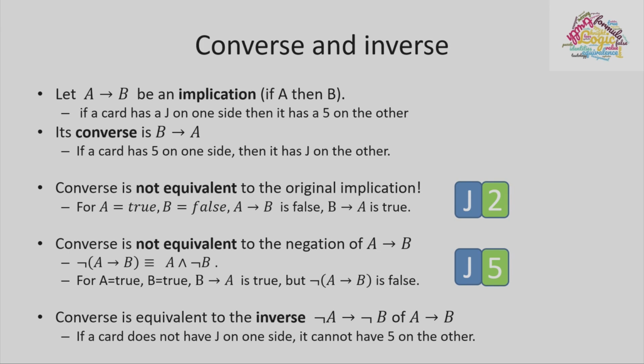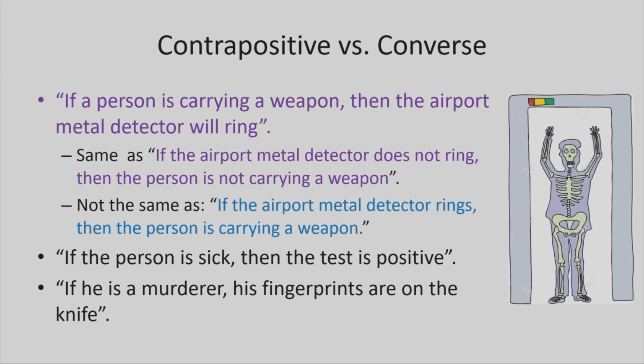So let's look at a few examples of contrapositive versus the converse, because this is one skill that you, after taking this course and being skilled with logic, will have that I wish more people had in reality. Suppose you hear a sentence: if a person is carrying a weapon, then the airport metal detector will ring. It's exactly the same truth value as if the airport metal detector does not ring, then the person is not carrying a weapon. Because that is a contrapositive to our original sentence.